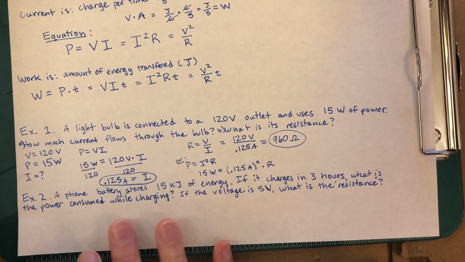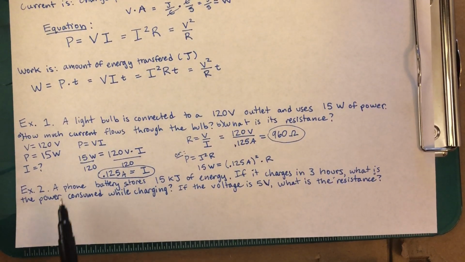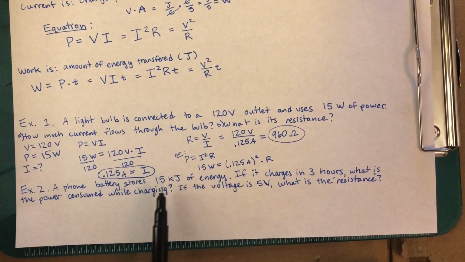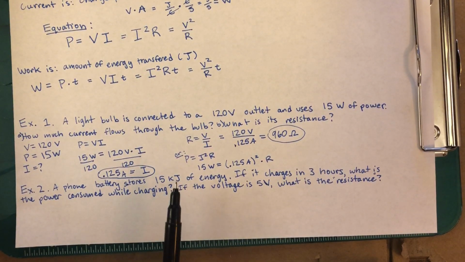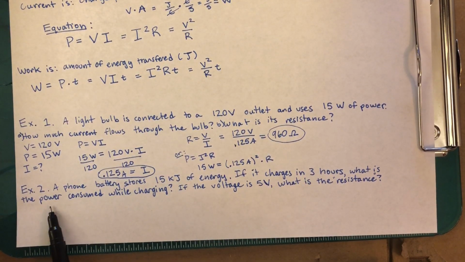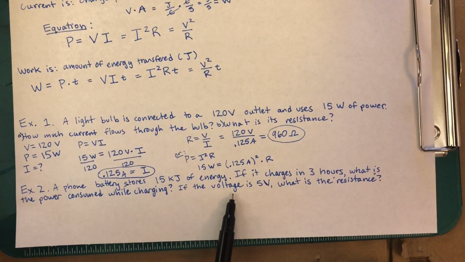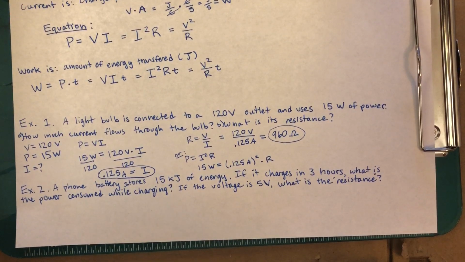Okay, let's see another example with work. This question says, a phone battery stores 15 kilojoules of energy. Alarm bell's going off here. I have a metric prefix. I'm going to need to convert units. If it charges in 3 hours, what is the power consumed while charging? And then if the voltage is 5 volts, what's the resistance?